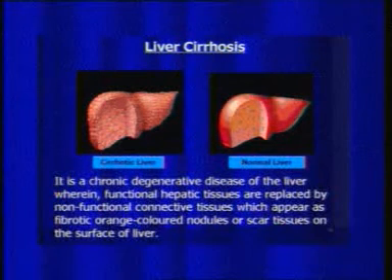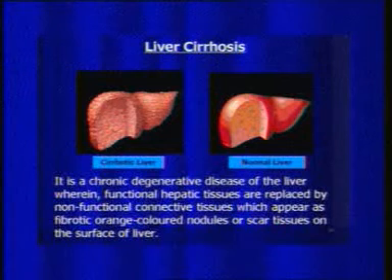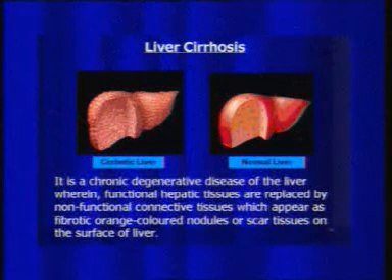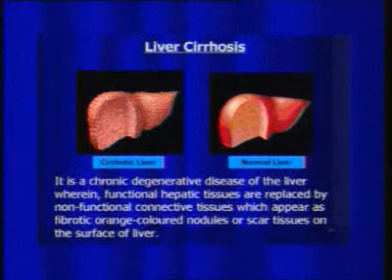As you can see in this figure, there are two diagrams of the liver. One is of a normal liver structure, another is of a cirrhotic liver, which is very clearly indicating that when the liver becomes inflamed and normal functional hepatic tissues are replaced by non-functional connective tissues, they appear as scar tissues of fibrotic orange colored nodules on the surface of the liver. A very characteristic identifying feature that the patient is suffering from liver cirrhosis.